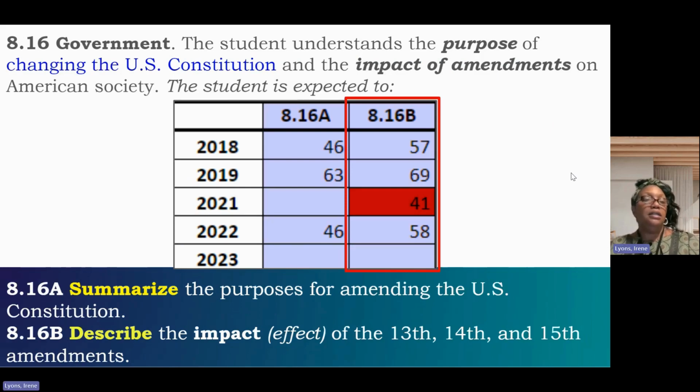Now, let's take a look at another strand, the government strand, 8.16. Looking at the data, we can tell that these two SEs, 8.16A and 8.16B, have been tested pretty consistently since 2018. Although it was not tested last year, who knows how it will be tested or if it will be tested in 2024. So we want to prepare our students.